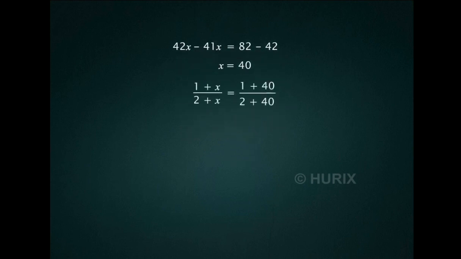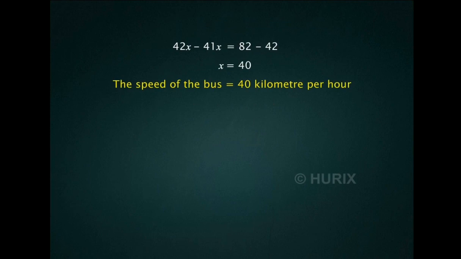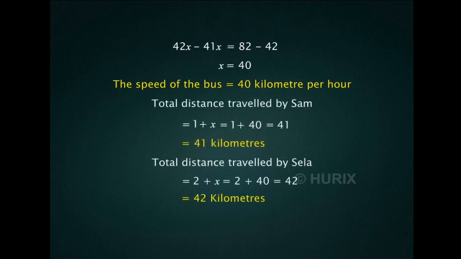Verify this solution by directly substituting x as 40 in the problem. Look, the result is the same. So the speed of the bus is 40 kilometers per hour. Substitute the value of x in the expressions for Sam and Sela to find the distance traveled by each of them.